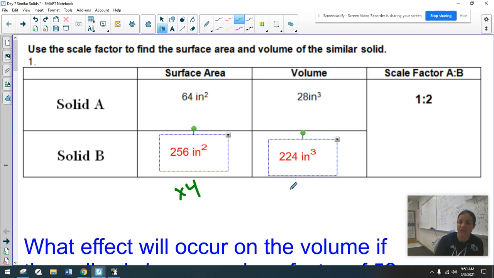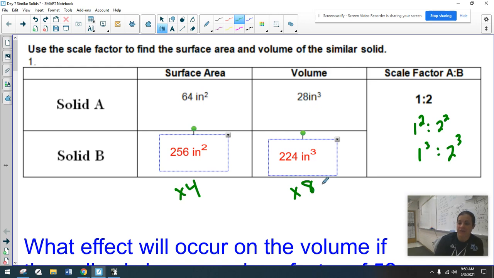If you divide these two, you actually find out that it's times 8, which, if you keep in mind, usually what we do is we square these. So that's where the times 4 is coming from for surface area. And for volume, we cube them. And 2 cubed is 8, and that's where this is coming from with the volume.